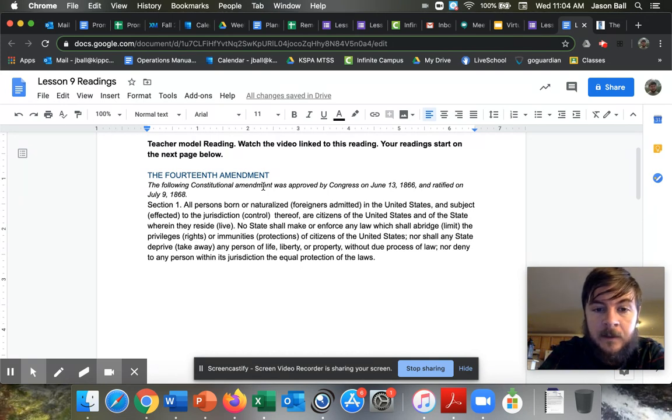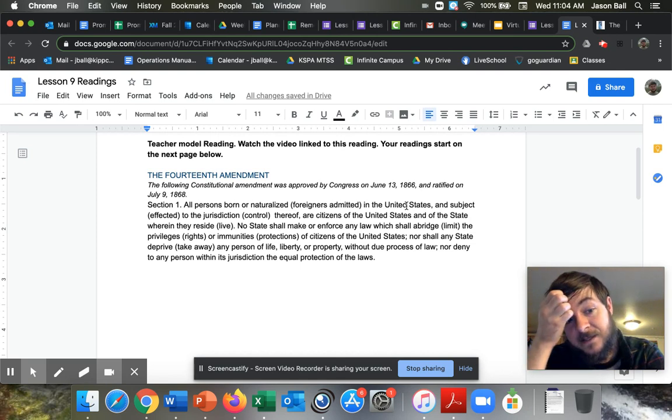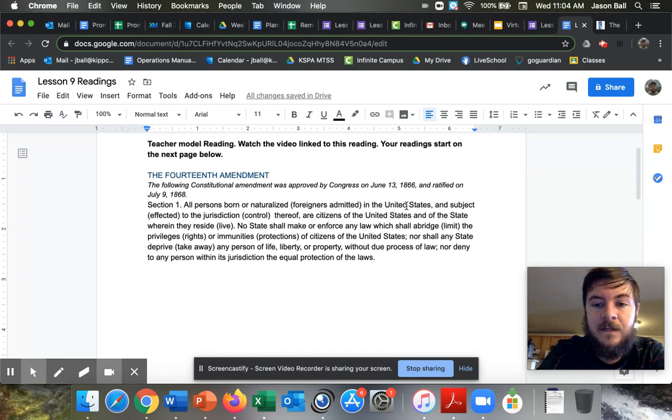Second sentence here. No state shall make or enforce any law which shall abridge, which means limit, the privileges, which is another word for rights, or immunities, protections, of citizens of the United States. So taking it one sentence at a time again. So now it's saying that individual states like Georgia or Tennessee cannot make any laws which shall limit or take away people's rights and protections of the United States.